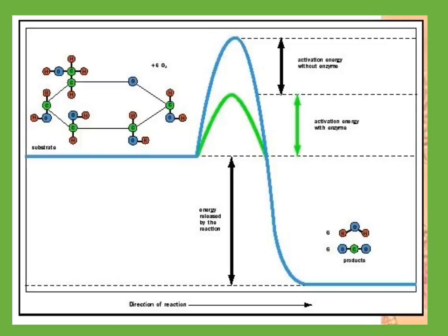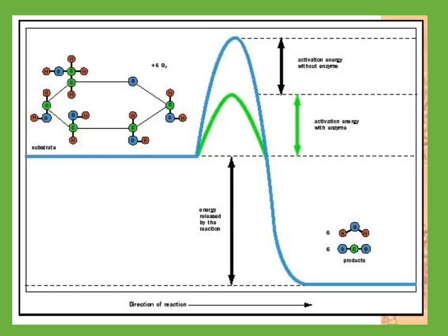Now, you realize that in this diagram, you have a substrate, which is a glucose molecule. You have 6 molecules of oxygen up there that are about to oxidize the glucose molecule. Therefore, this is the reaction of respiration. So you realize that in this reaction, the first graph, which is in blue, has a peak that is higher than the second graph, the green graph.